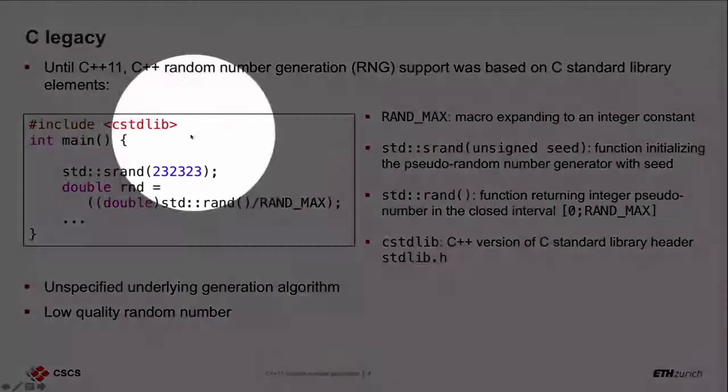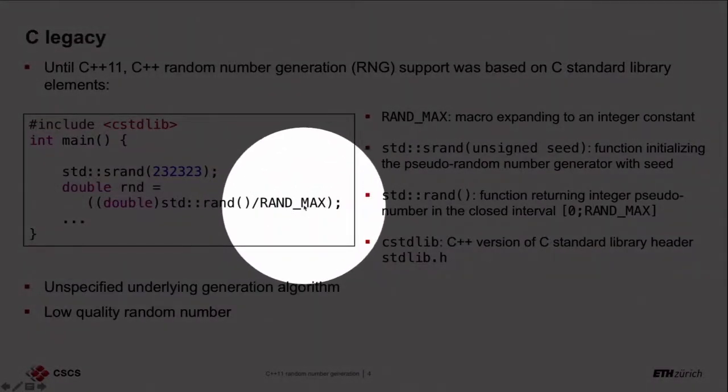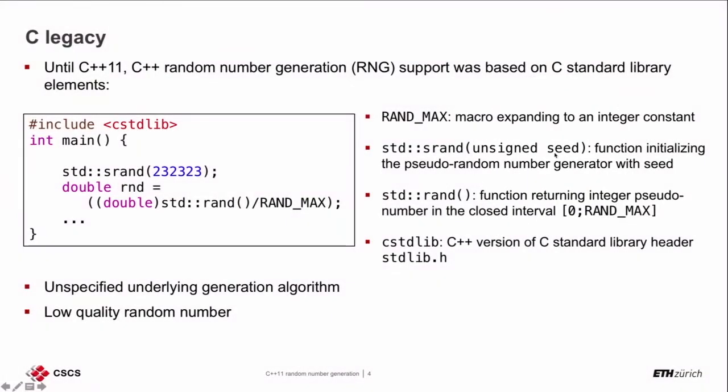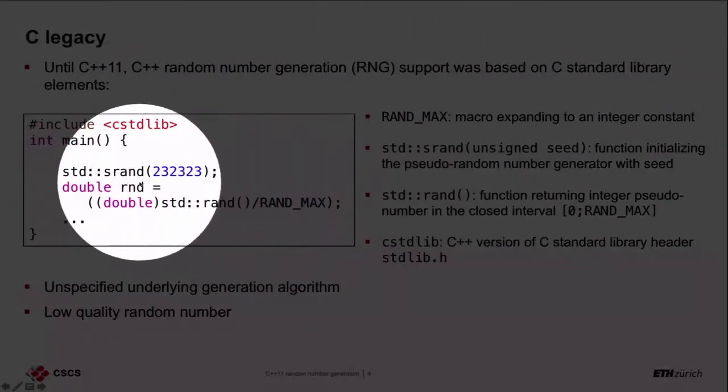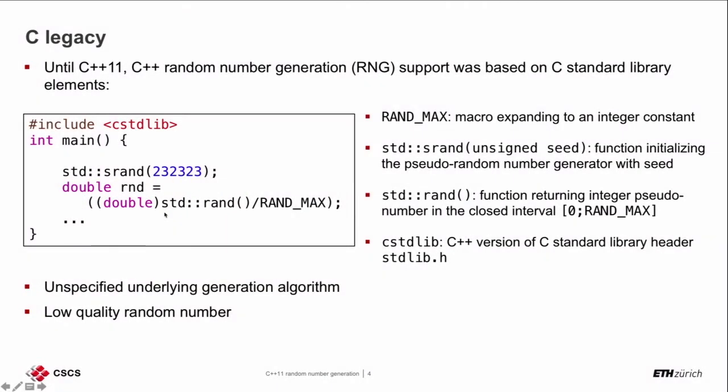And then you needed to use this macro, RAND_MAX, which is a macro expanding to the maximum integer constant that was provided to you by this rand function. So in this case, you have basically a normalization of the random number generated, and you have a uniform distribution between 0 and 1.